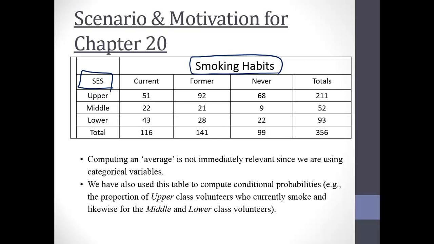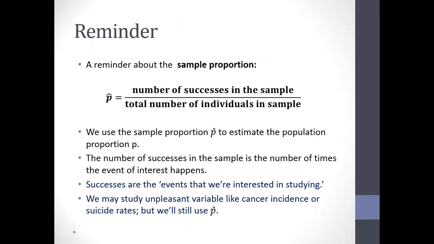And then, of course, we have used this table to compute these probabilities, but we want to take that a step farther in this chapter. So what we're going to be using here is this thing called the sample proportion. Just like we had the sample mean from before, we're going to use the sample proportion. The intuitive idea that you're probably okay with is that if I want the sample proportion, I'm going to take the number of successes in my sample and divide that by the total number of individuals in my sample.